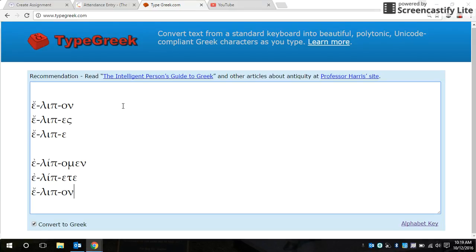So real quickly, the conjugation would be on, es, e, omen, ete, on. You have the augment, the temporal augment, the base stem from the third principal part, and then your second aorist endings, on, es, e, omen, ete, on.